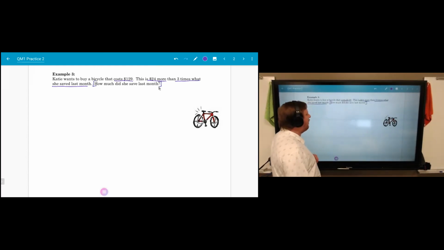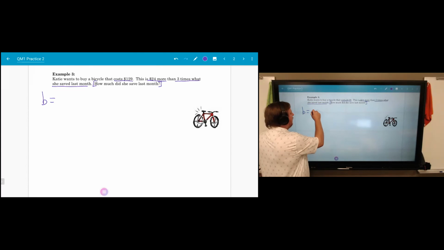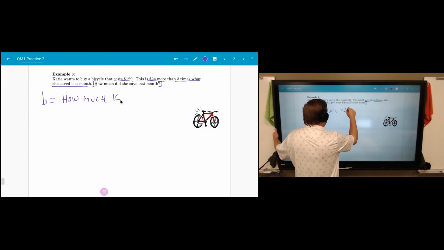I'm going to make that my variable. We're going to get creative this time. Instead of using x, we're going to use x. No, I'm just kidding. We can use something else. Let's do b for bicycle. b is how much Katie saved last month.